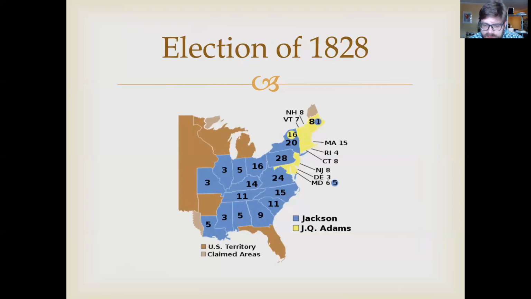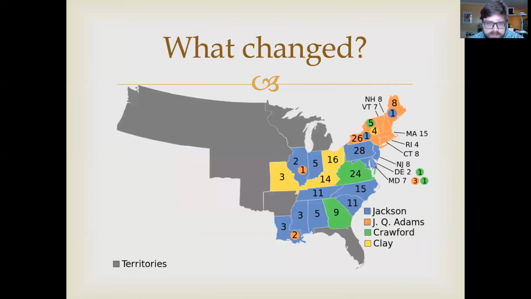It's not even close. So what changed between 1824-25 and 1828? Well, 1, Adams isn't that popular of a president. But 2, Jackson starts to revolutionize US politics, right? You can see the change. Boom, boom.